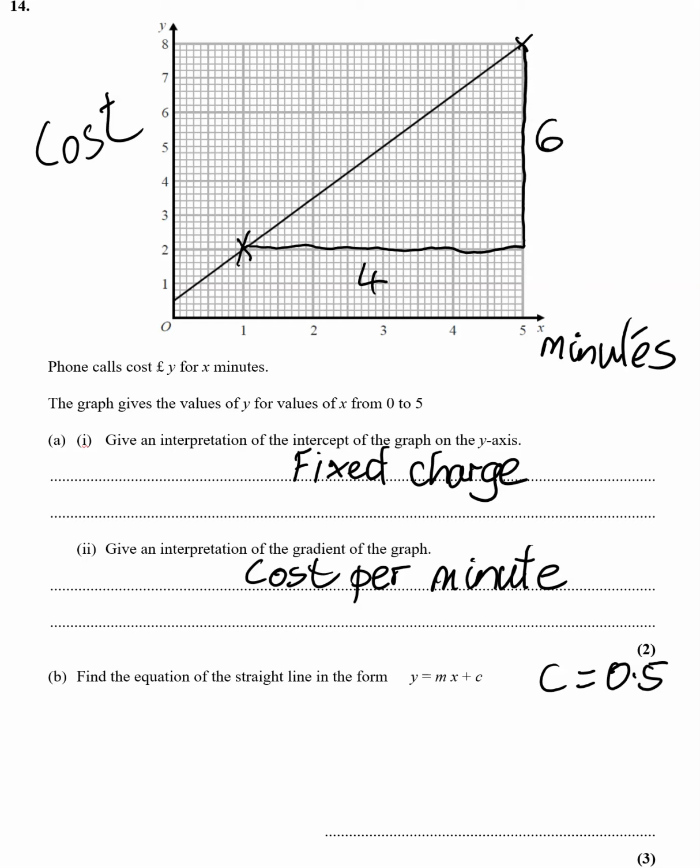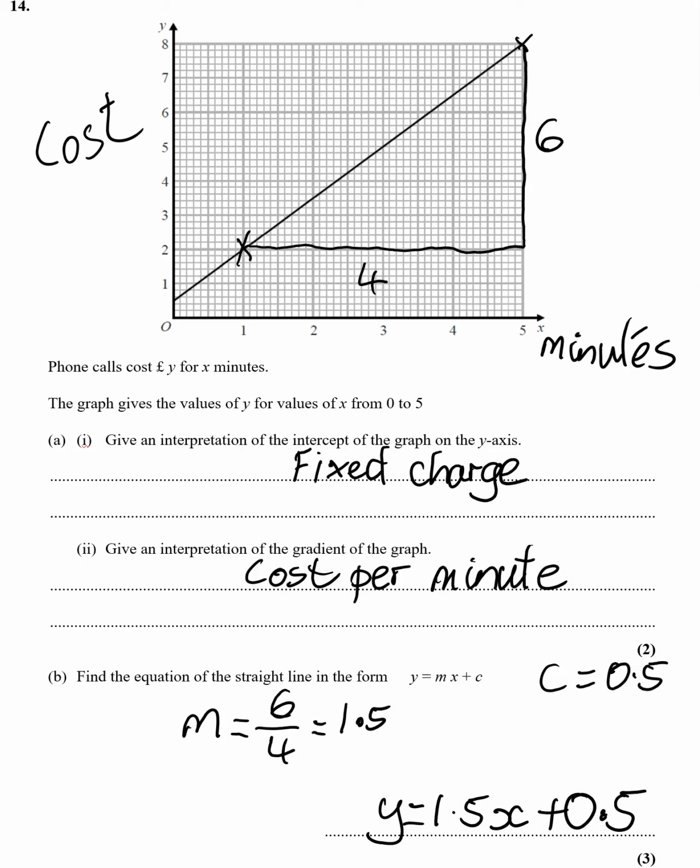it goes up 6. So your gradient is basically this, the height, divided by across. So m, the gradient, is equal to 6 divided by 4, which is 1.5. So the equation of our line is y equals 1.5x plus 0.5. Okay, and that is the equation of our line. Right, okay, next question.